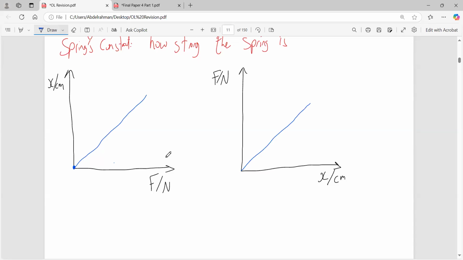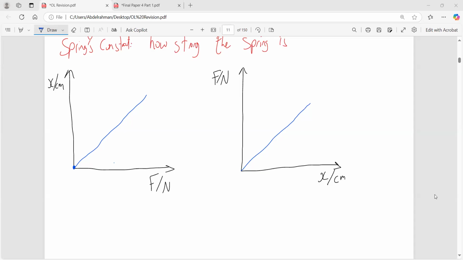When the spring reaches the elastic limit, what happens? What happens after the spring reaches the elastic limit? How does the graph behave? It starts to curve. It is no longer obeying Hooke's law.